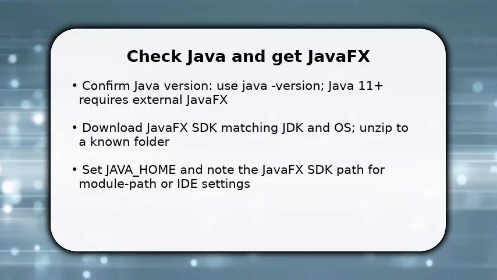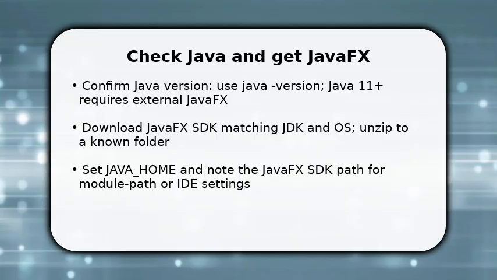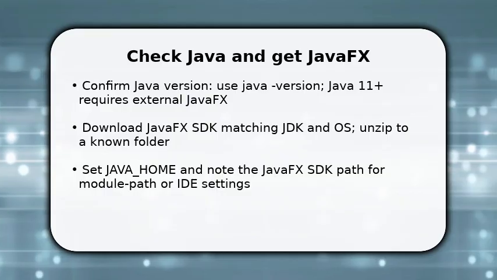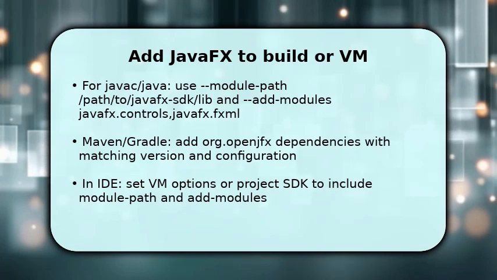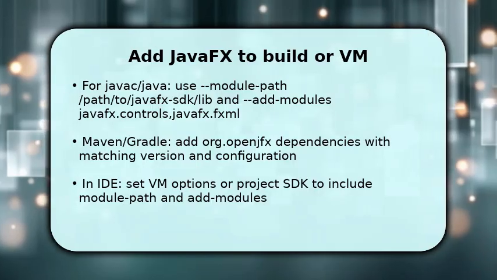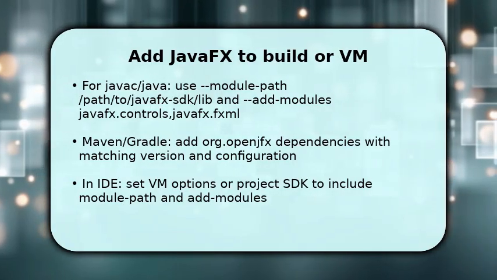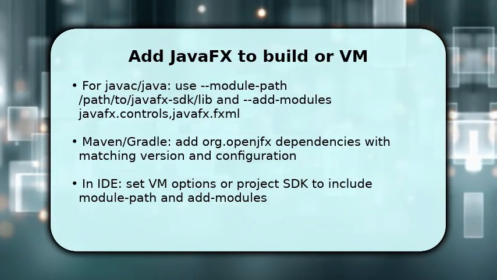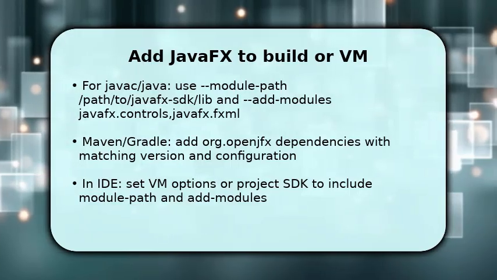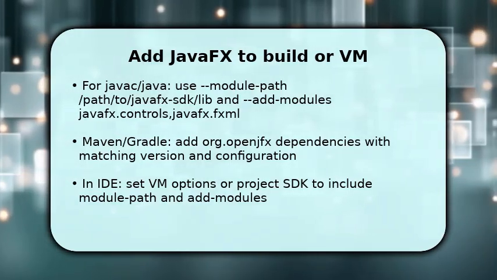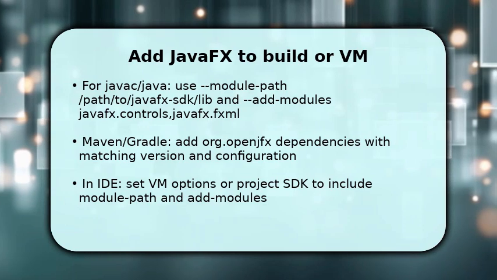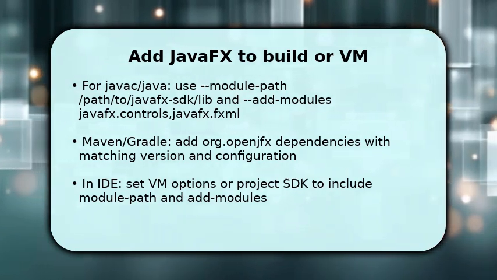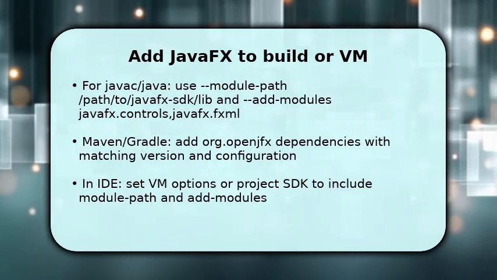Next, configure how your project finds JavaFX. For command line builds, compile and run with --module-path pointing at the SDK's lib folder and include --add-modules javafx.controls,javafx.fxml so the compiler and runtime load UI modules. For Maven or Gradle, add org.openjfx artifacts at the same version and follow their plugin instructions. This ensures transitive modules are resolved. In your IDE, edit Run VM options to include module path and add modules.